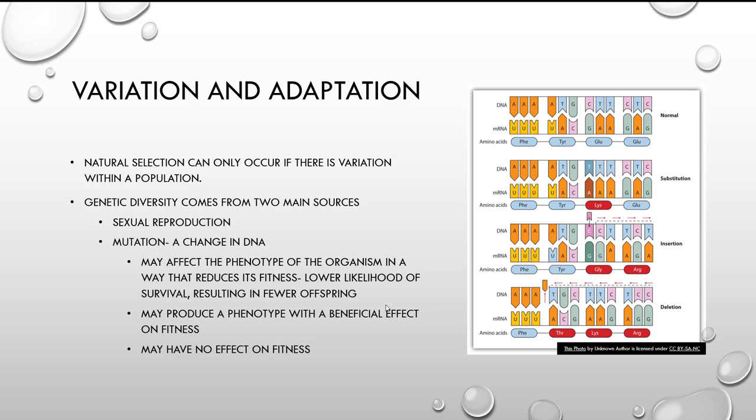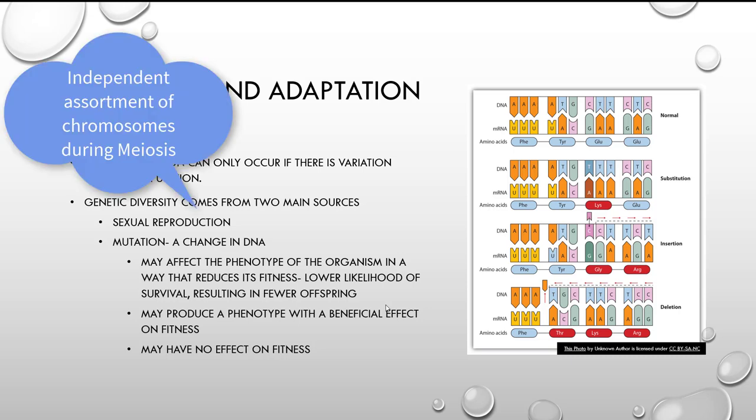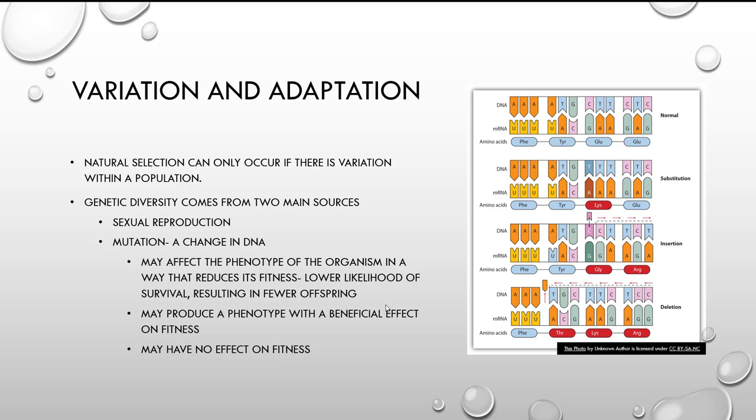Well, there's two main sources. So we have sexual reproduction. So with sexual reproduction, remember, there's two ways that we can get variation. So we can get it through the segregation, or the independent assortment of alleles during metaphase I. Okay, so that was one way. So that shuffles up the chromosomes and how they get distributed into the gametes.